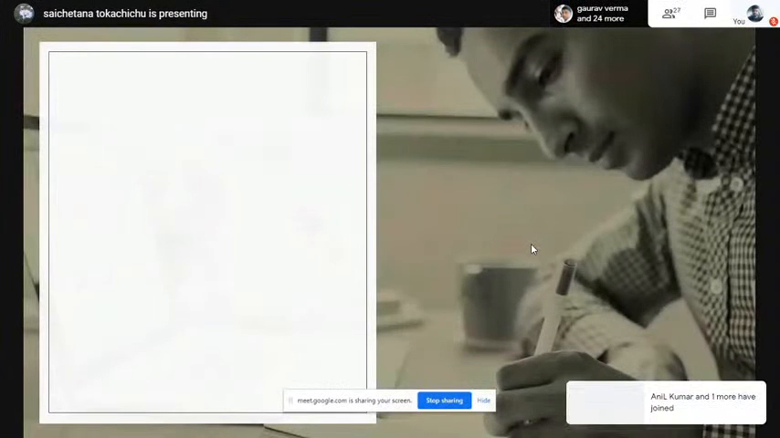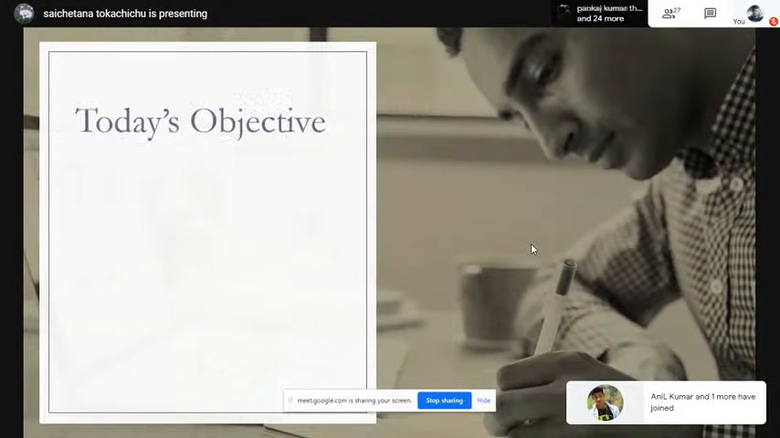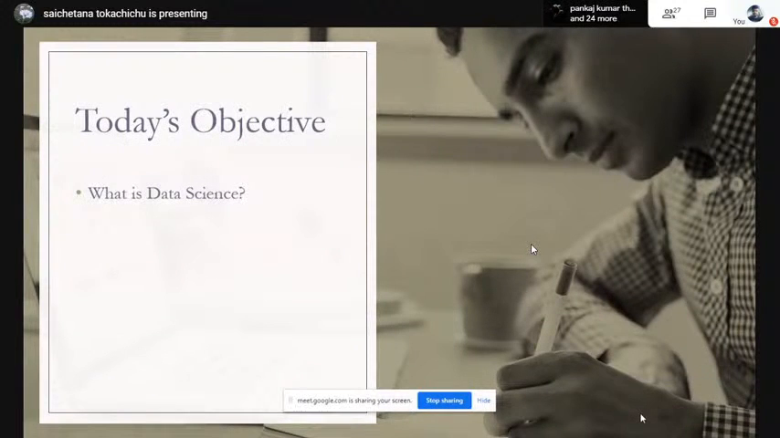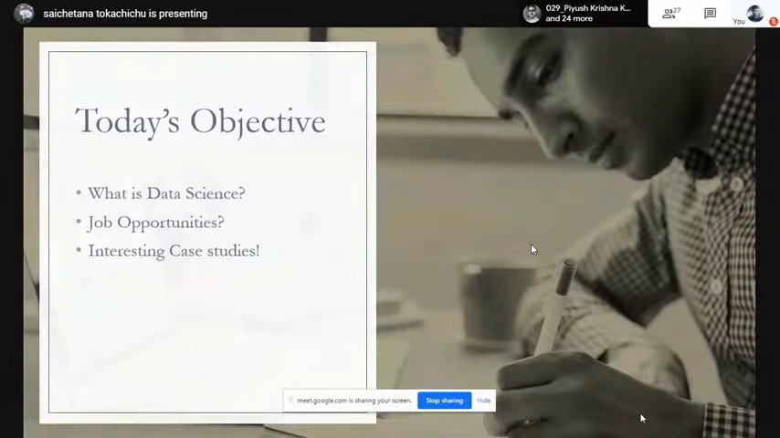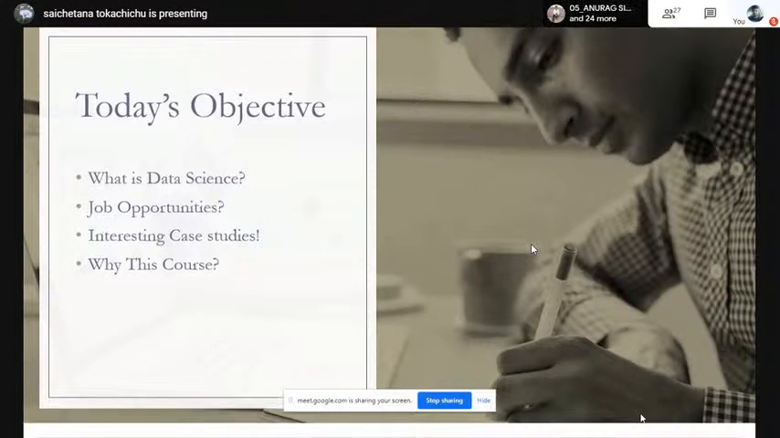So what are we going to do today in this 1 hour? Today's objective. First, we'll see what is data science. Second, what is the job opportunity in data science? Because if there are no opportunities, then why should we study anything? Third is interesting case studies. What is data science and how is it being used in our real life? Interesting such kind of cases, and why this course?